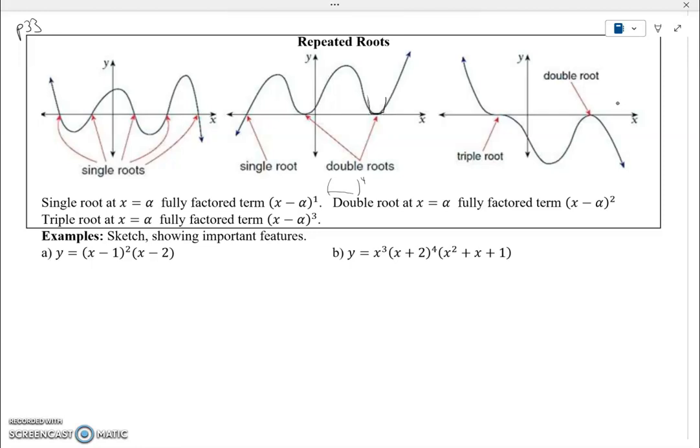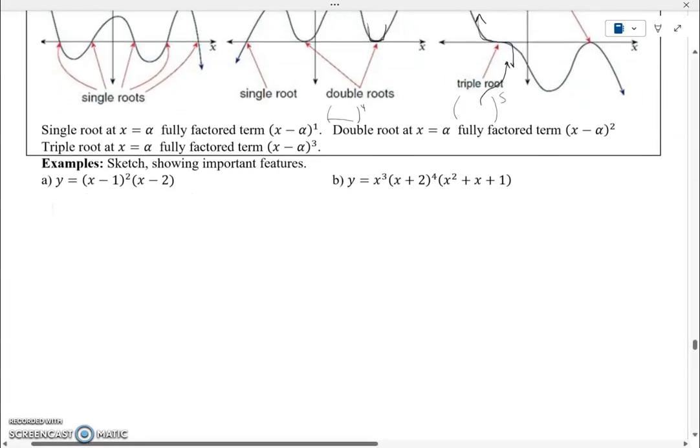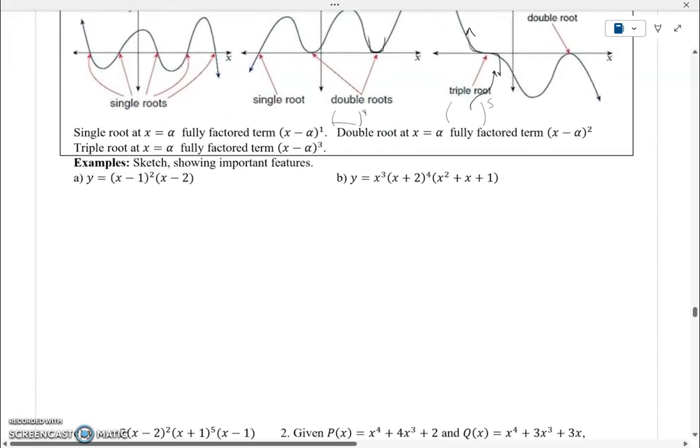So it's much, much flatter here. But just like the double root, it doesn't cross over to the other side, the sign doesn't change. Okay, it touches and then goes back the way it came. If you've got a power of 5, it comes in even flatter than this guy and then sharp. So that would be like a power of 5. Okay, and so forth. All right, let's do a couple of examples.